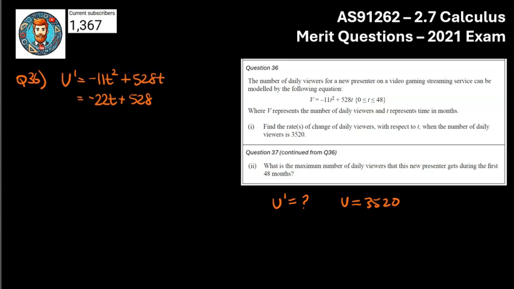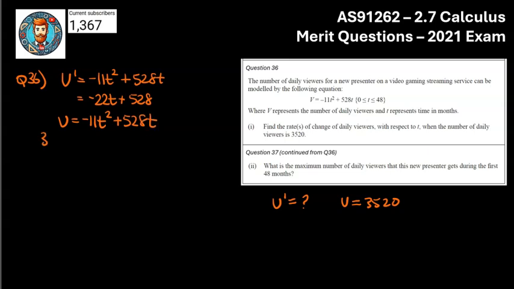But the issue here is we've got something to do with V, not T. So what we're going to need to do is substitute 3,520 into my expression to find out what T would have been when there was that many viewers. So it's going to be a bit annoying. So remember that V is going to be equal to negative 11t squared plus 528t.